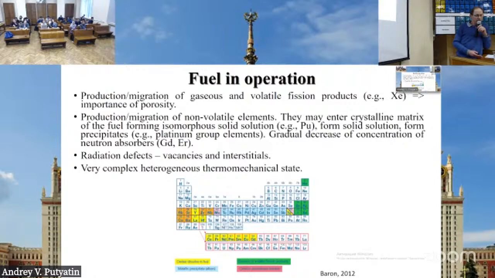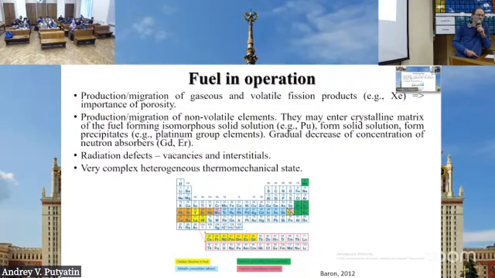During the fission process, you produce a lot of non-volatile elements, and they behave very differently depending on the particular element. They may form isomorphous solutions, so they enter the crystalline lattice of uranium dioxide. And plutonium is one of the examples of an element which, together with uranium, substitutes each other in the crystalline lattice of uranium dioxide.